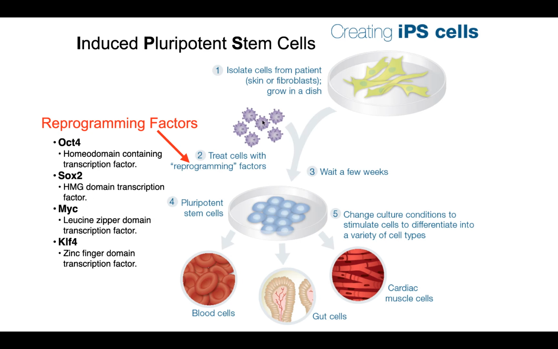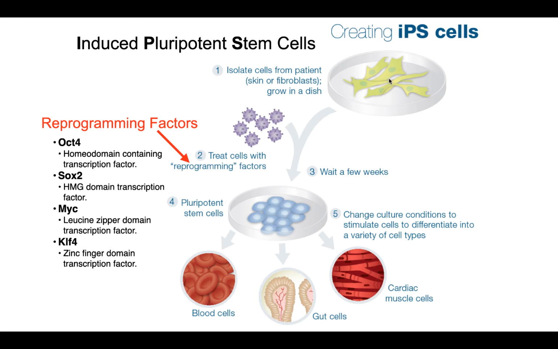We use retroviruses that have been genetically altered to have the genes for each of these four proteins that are then used to infect these cells. And when these viruses infect the cells, they incorporate that DNA into the cells. Those cells now make these four proteins.